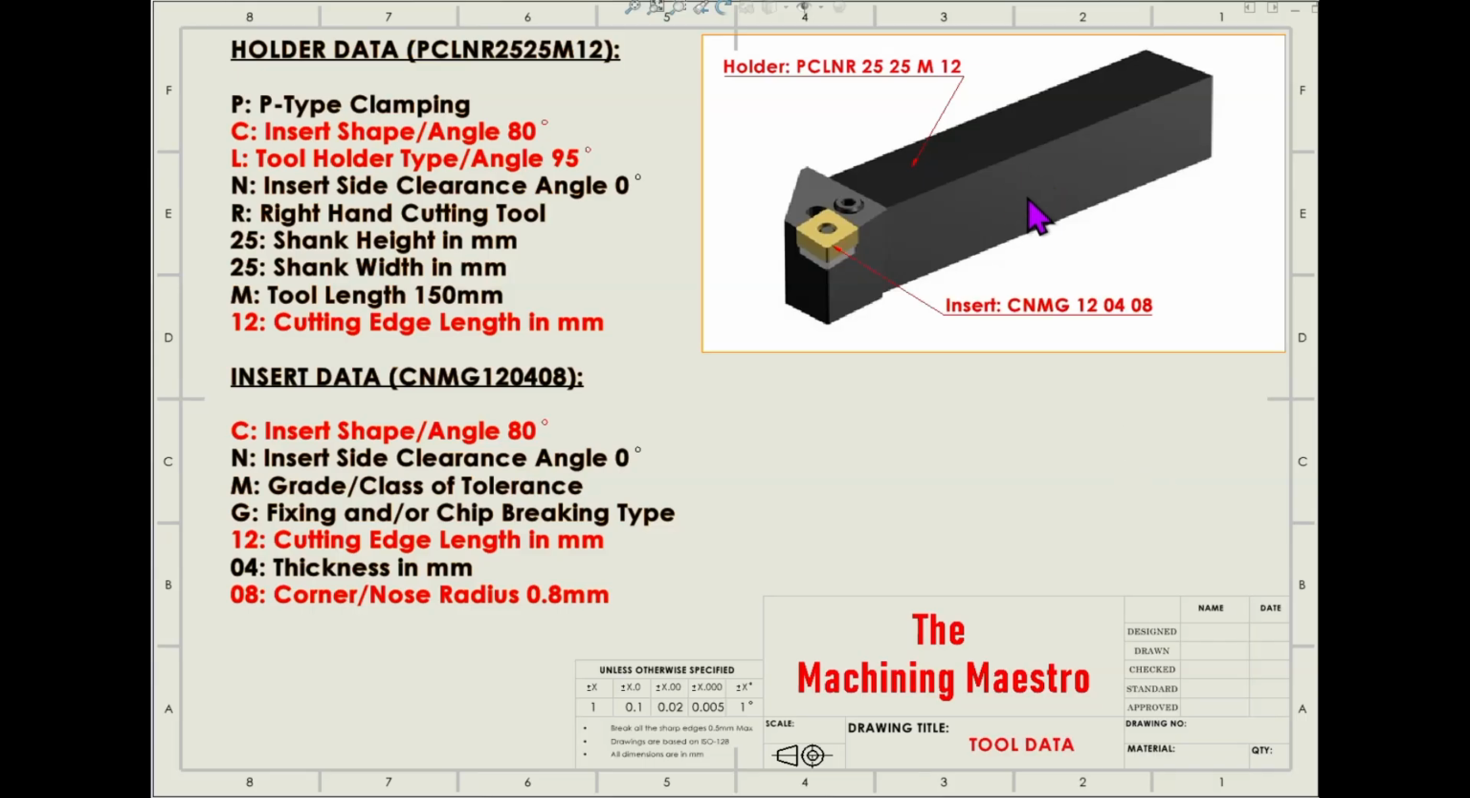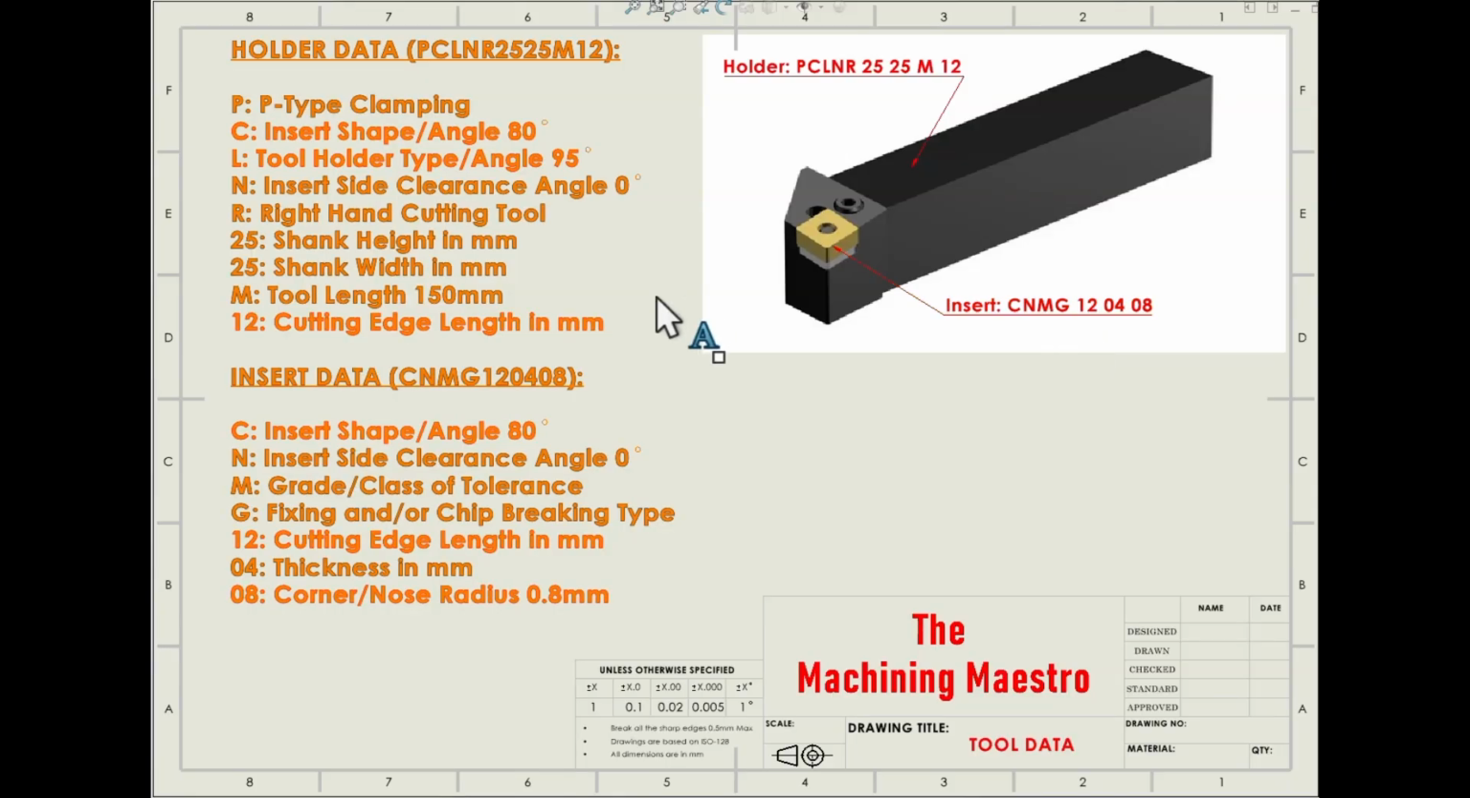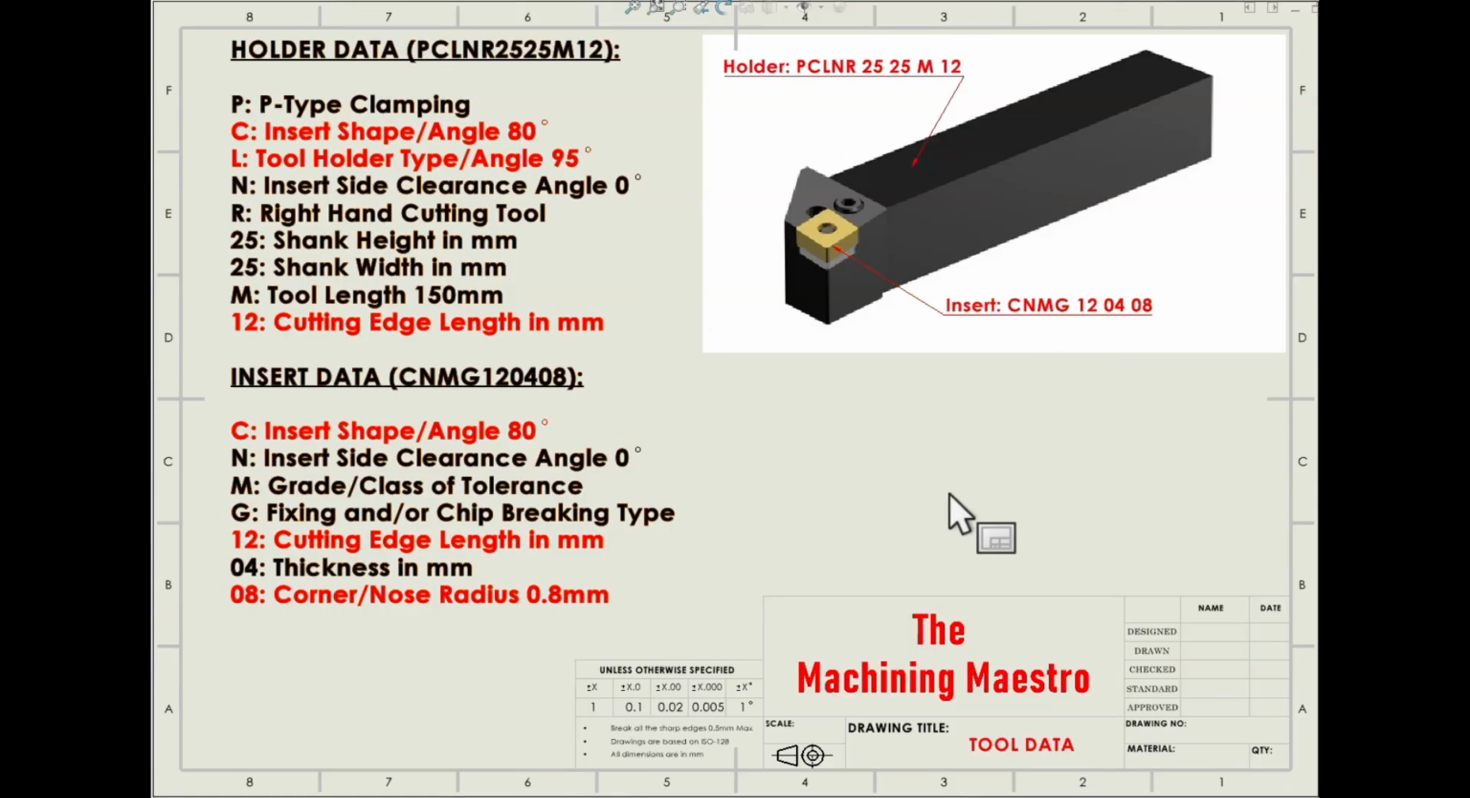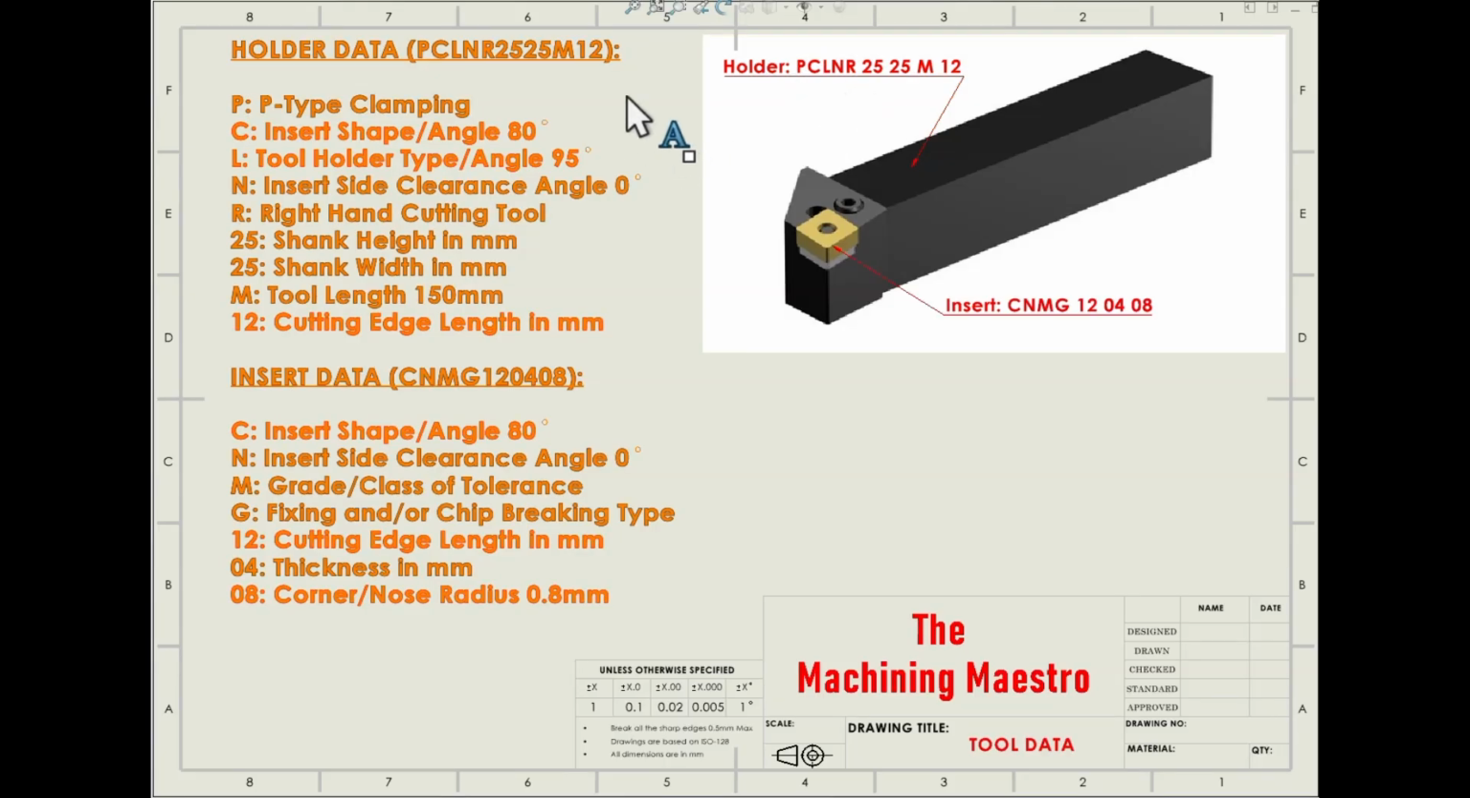This is the tool, and the black portion is the holder, and the yellow portion is the insert. The holder name is PCLNR 2525M12, and the insert name is CNMG 120408. This is called the ISO designation of the holder, and this is the ISO designation of the insert. This designation has some meaning. The meaning I have briefed you on the left side.